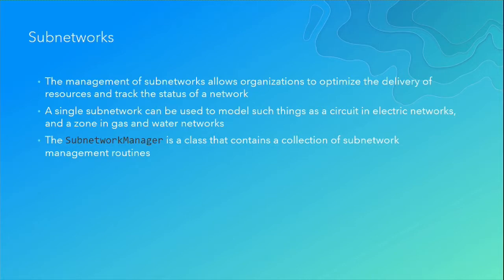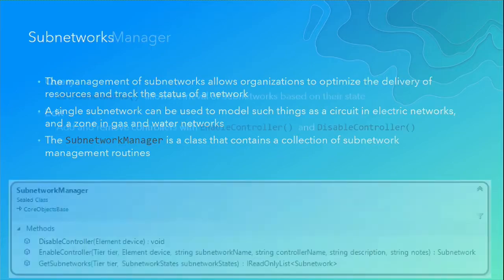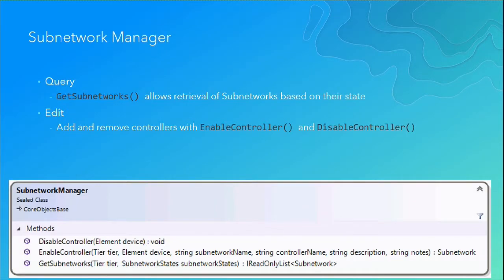So subnetworks are basically used for circuits in electric, and for things like pressure zones and isolation zones in water and gas networks. Subnetwork Manager is the key class that wraps up all the subnetwork management routines. The Subnetwork Manager class comes from, you guessed it, the Utility Network Core class.